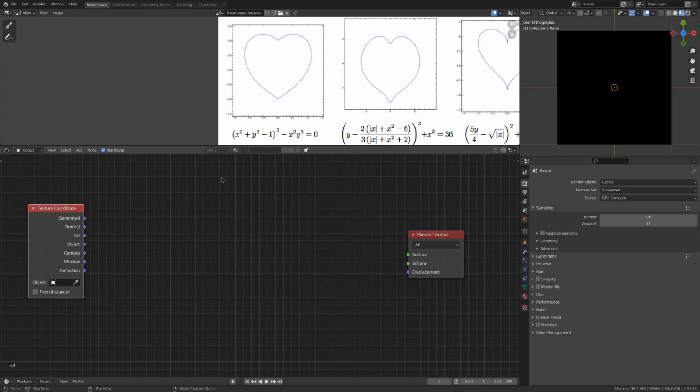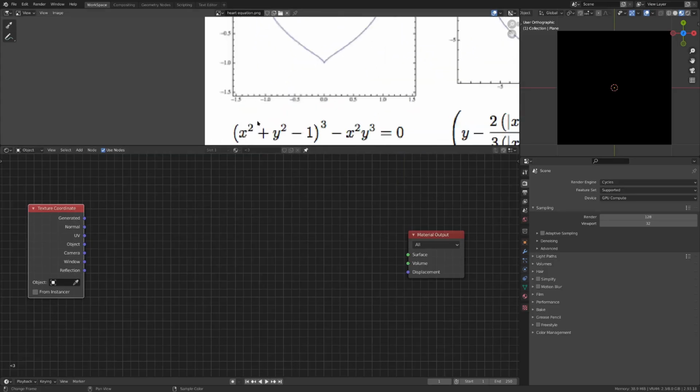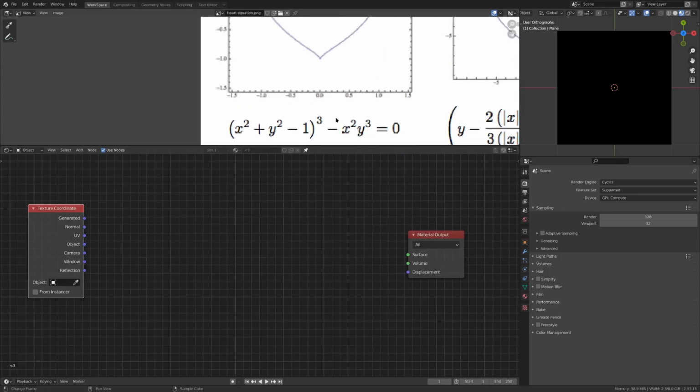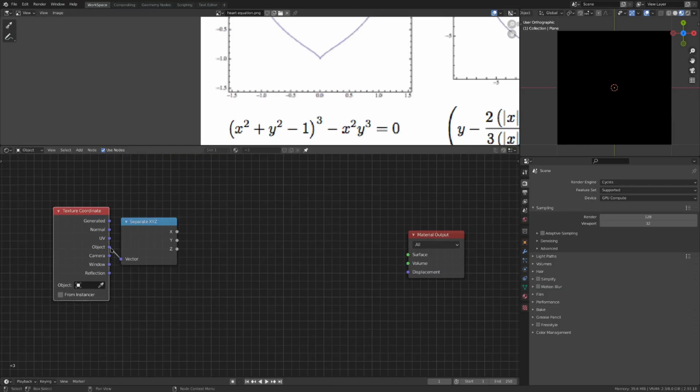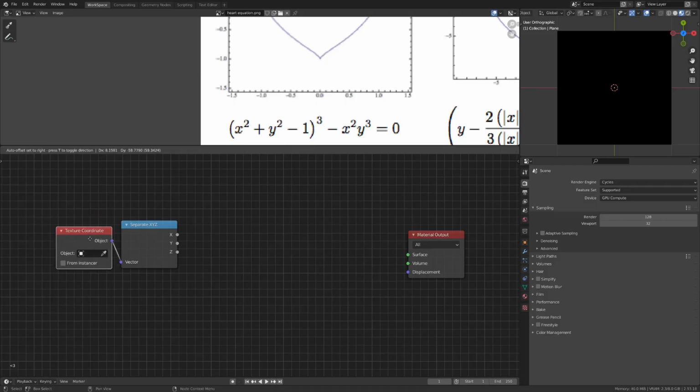To know where the x and y are, we need to use a Separate XYZ node and connect it directly to the Object vector. Object is just 3D, which is xyz, and UV only contains x and y because it is 2D. So we are going to use Object coordinate.